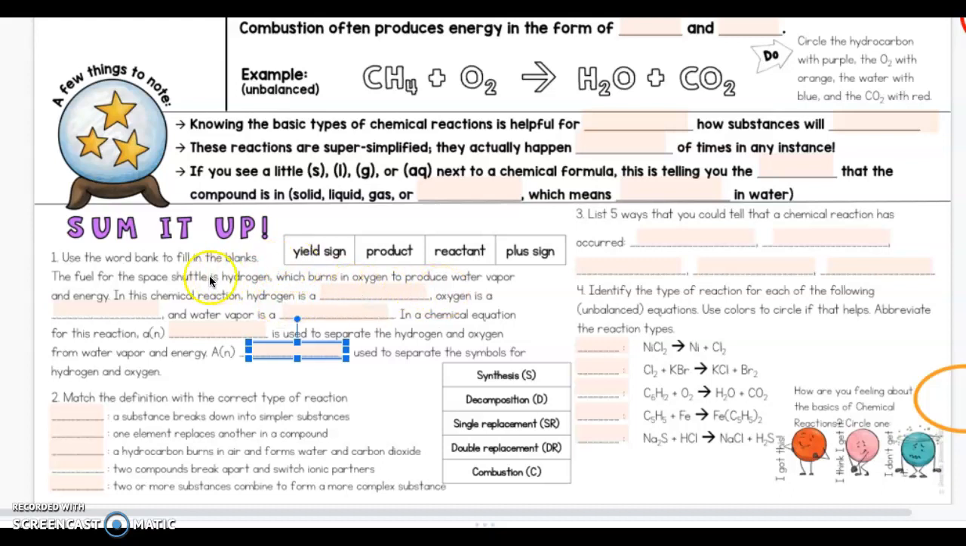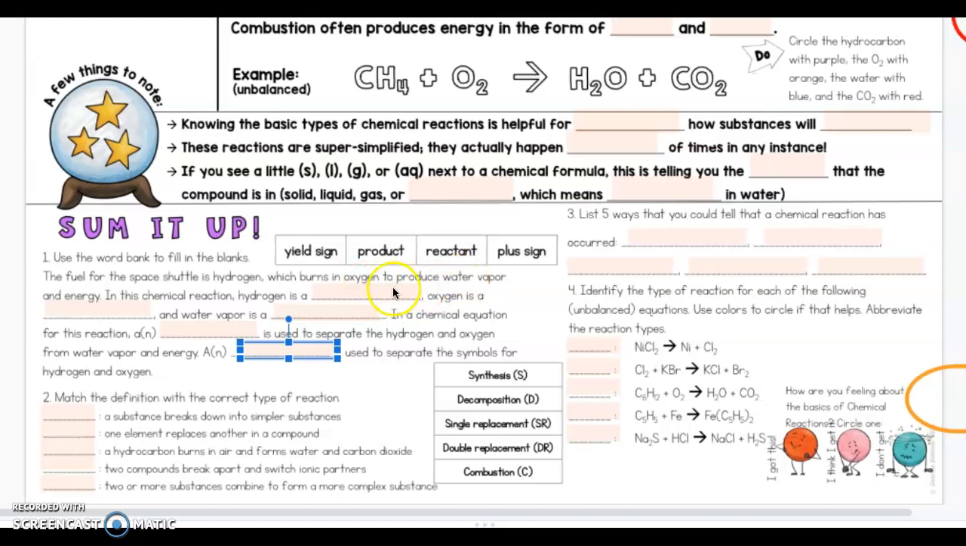So, if you look up here, hydrogen burns with oxygen to produce water. So hydrogen has to be a reactant. Oxygen is also a reactant because they burn together to produce water, which is our product. So, hydrogen burns with oxygen to produce water. When it says to produce, it's kind of like a hint that the product is coming. So water vapor is the product.